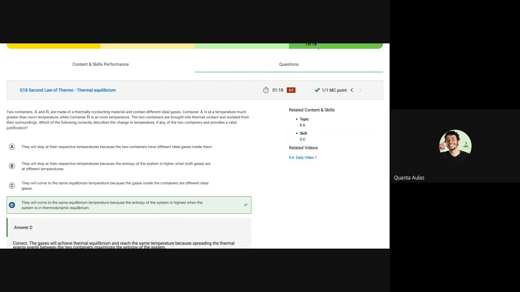The answer: they will come to a semi-equilibrium temperature because the entropy of the system is the highest when the system is in thermodynamical equilibrium. This is a law of physics. So if you know the laws, you know the answer, right? So the other answers are not the laws. Okay, you are right. Just like that. Okay, and we're done. That's the last question.